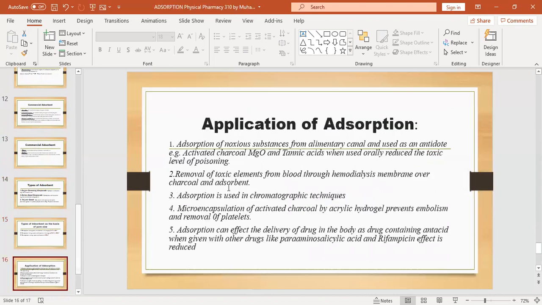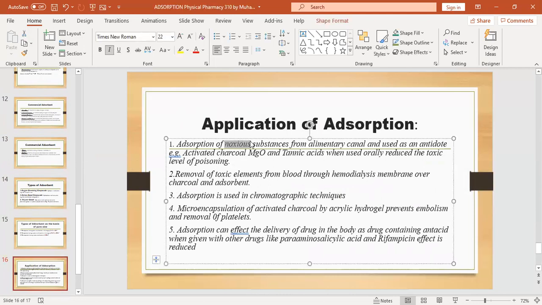And the last one is applications of adsorption. First application is the adsorption of noxious, meaning harmful substances, from the alimentary canal and use as an antidote. Activated charcoal, magnesium oxide and tannic acid when used orally reduce the toxic level of poisoning. Removal of toxic elements from blood through a hemodialysis membrane over charcoal as adsorbent.